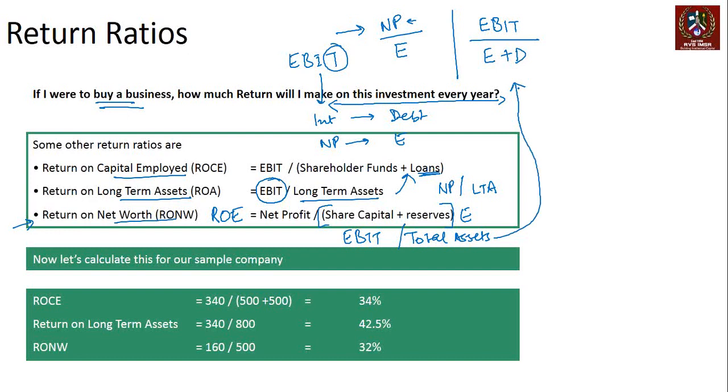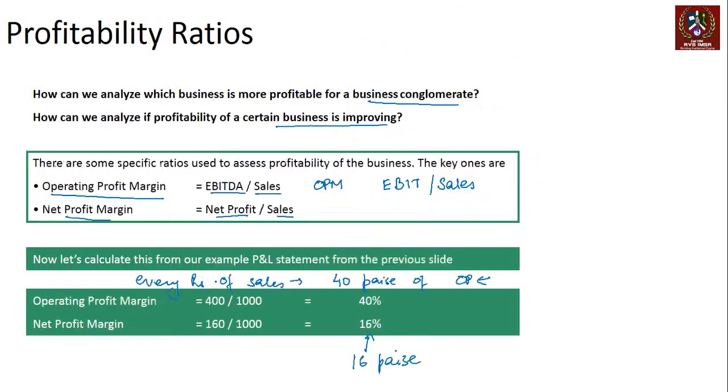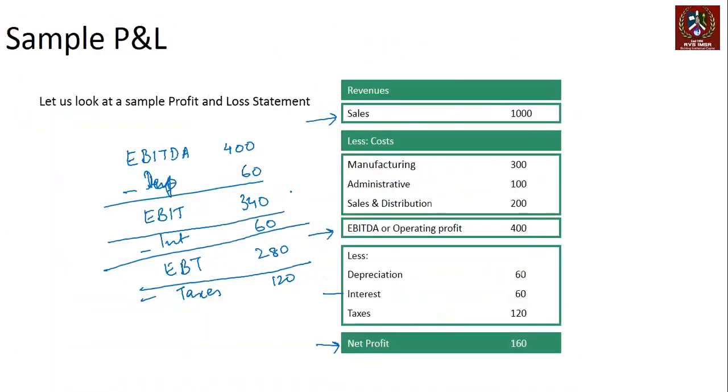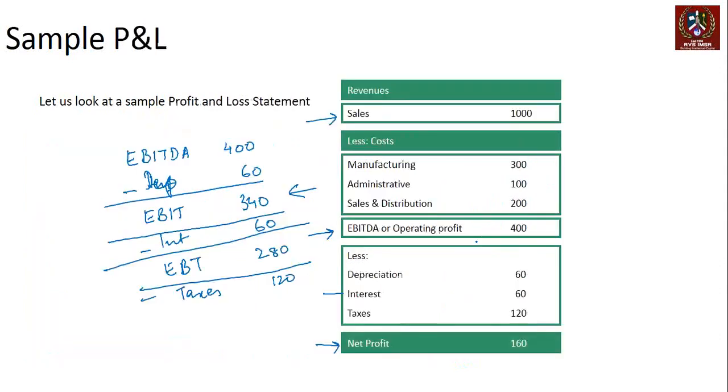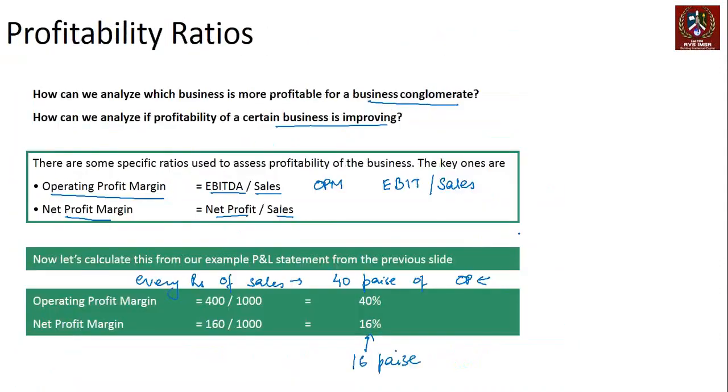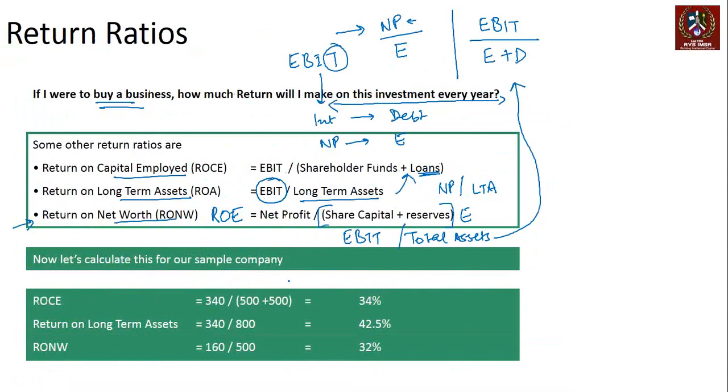Let's calculate the numbers. Remember, what was EBIT? EBIT was 340 that we had calculated here. So that's our EBIT, 340. And we had the other numbers available here. Long-term value of assets is 800, total assets is this much, debt plus equity is given as 500 plus 500. So your numbers would be essentially return on capital employed is 34%, return on long-term assets is 340 by 800, that's 42.5%, and return on net worth is the net profit, which is 160 divided by shareholder equity, which is 500, so 32%.